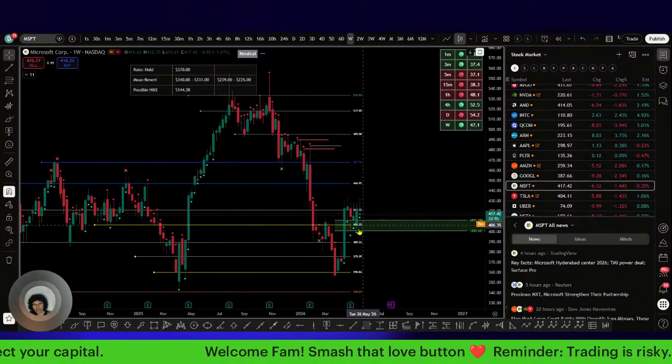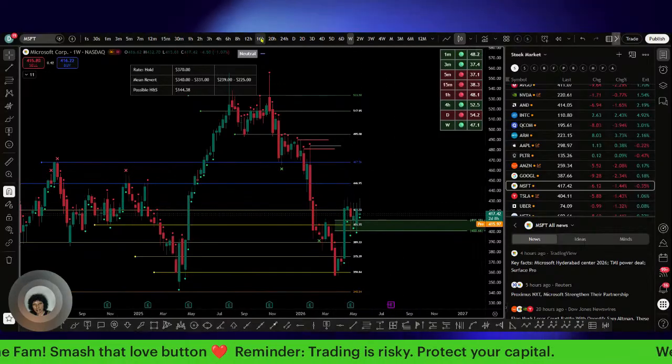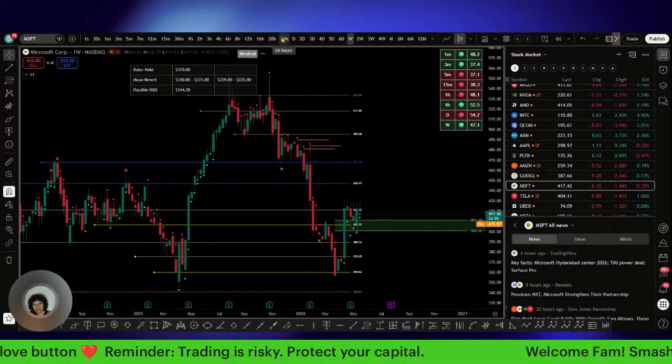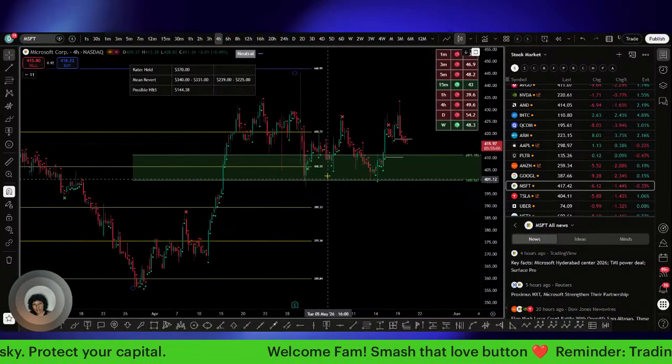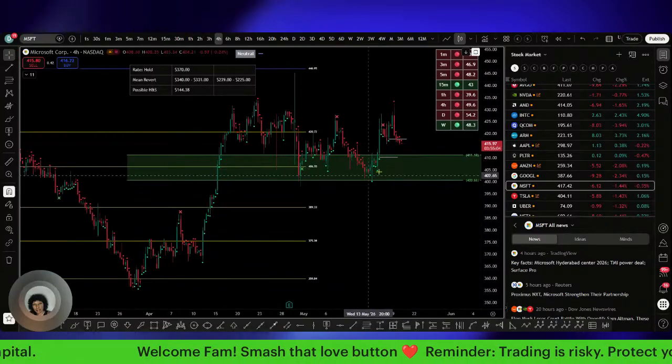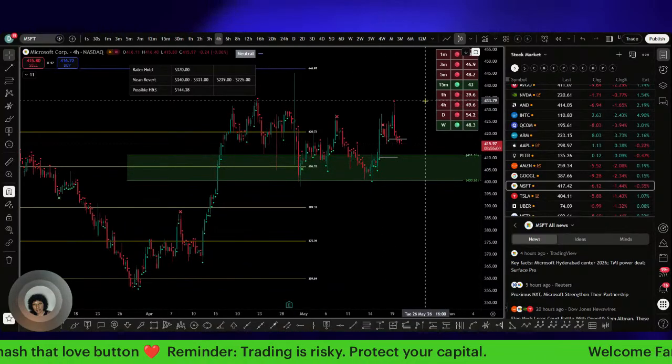This is still holding up in here, but I don't like Microsoft right now. But it has still been holding that 382 50% retracement level in here. It's been weak on the pushes to the upside though.